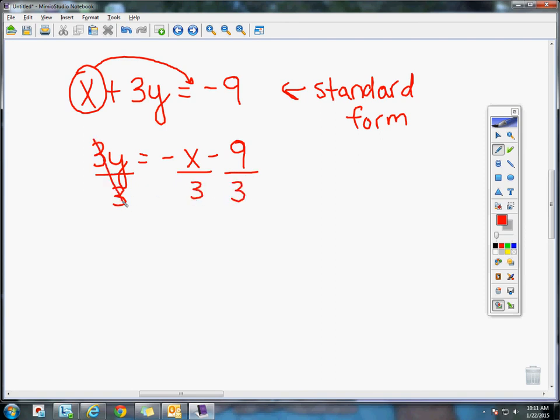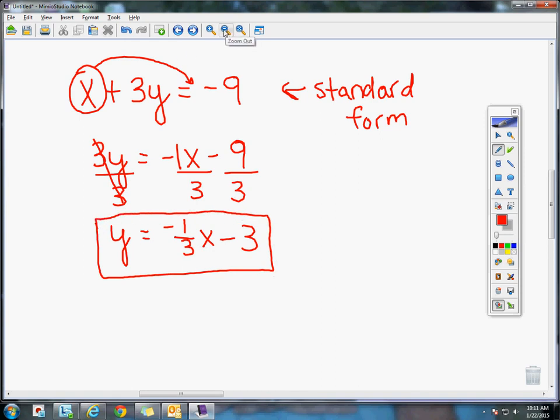3 divided by 3 is 1. So you have 1y is equal to, if you don't remember, your invisible number here is 1. So this is negative 1 divided by 3, which will give us negative 1/3. Don't forget your x. Negative 9 divided by 3 is negative 3. So this is my slope-intercept form.